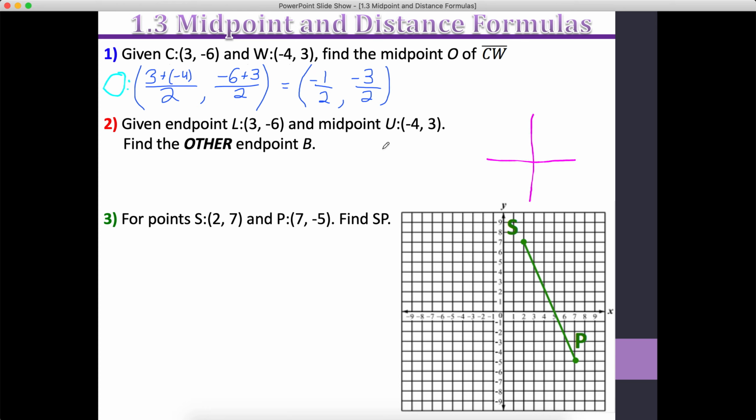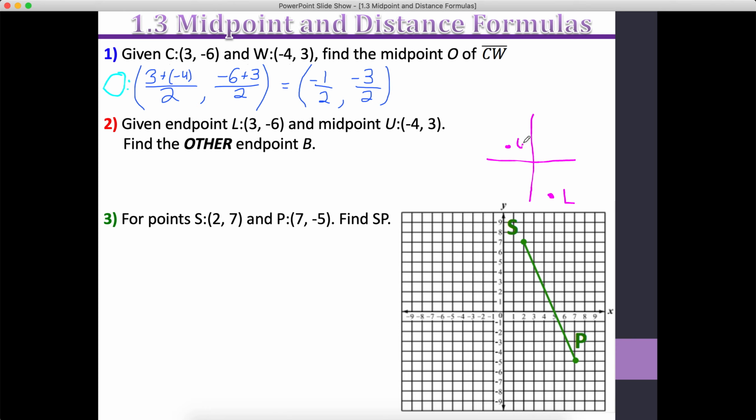You don't have to sketch this, but I'm going to do so just for some reference. If I were to approximate where L is, 3 units, let's say that's here, 6 units would be twice as far down, so maybe here. Let's say this is L. U would be -4 and then up 3, so it's more left than up, something like this.